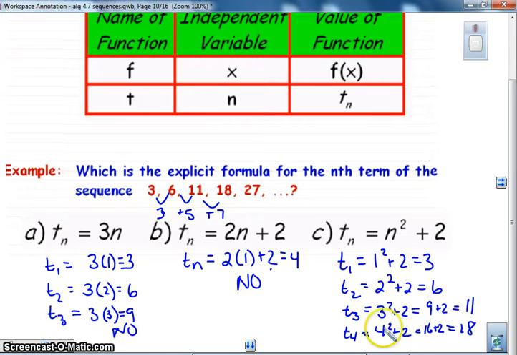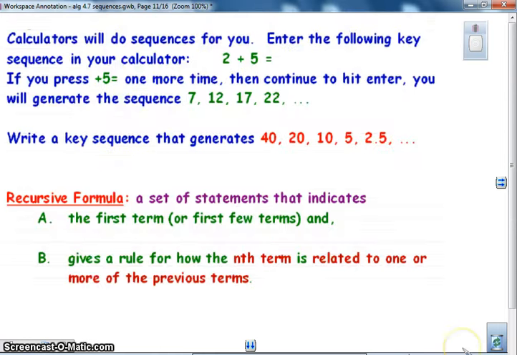As we continue in this video, we are now looking at how our calculator can do a sequence for you.